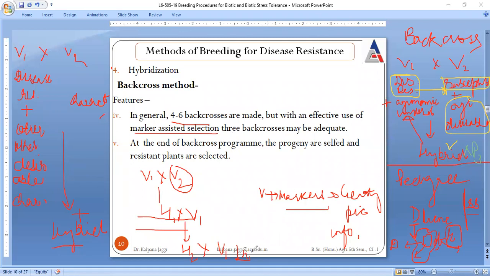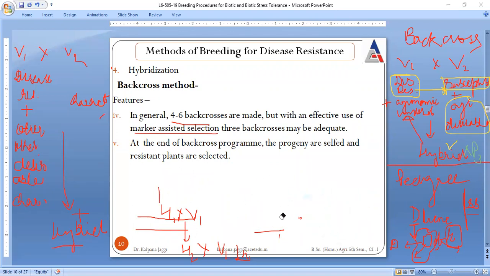And when at the end we have a superior variety, then we need not cross it with the back parent. We can self them, and then out of the progeny we get as a result of selfing, resistant plants will be selected, right? So this is about backcross methodology, and how it can be done more conveniently, like by using marker assisted selection.